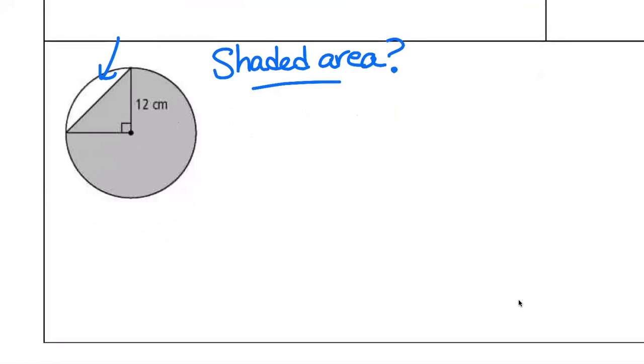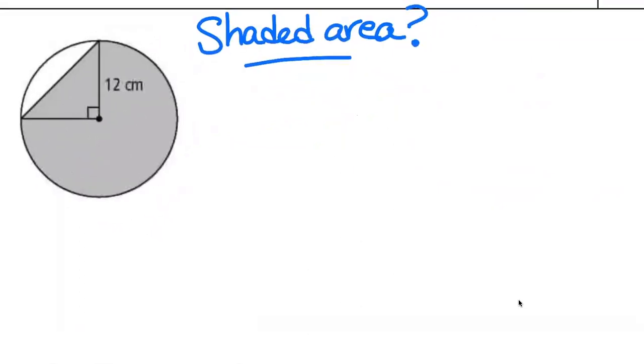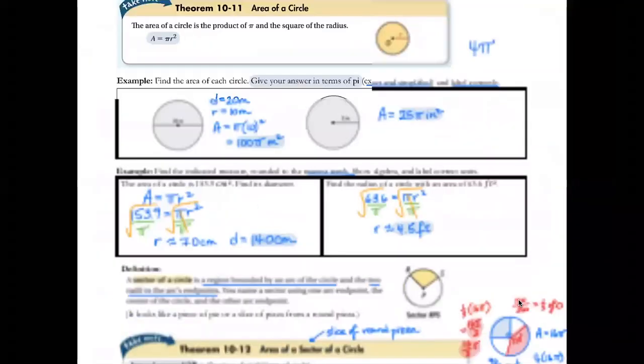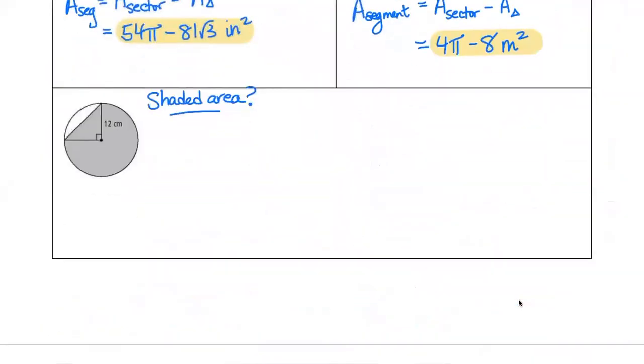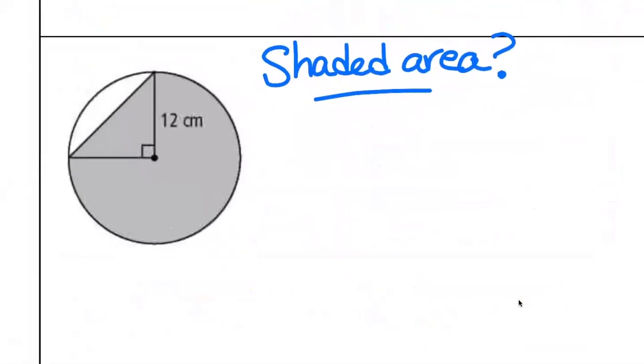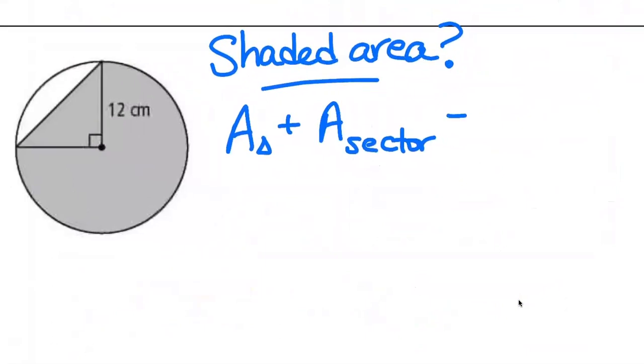The thing is that finding the sector is a little bit more complicated than if we just think about adding. So on this problem, we're going to just do the area of the triangle plus the area of the sector, which is the big gray sector. That's going to give us our shaded area.